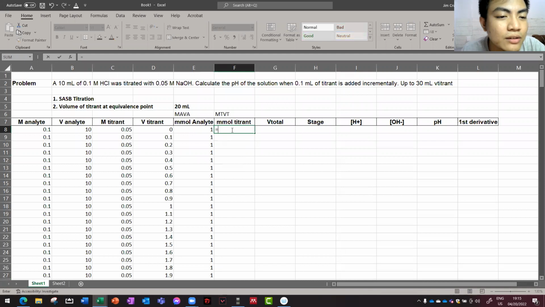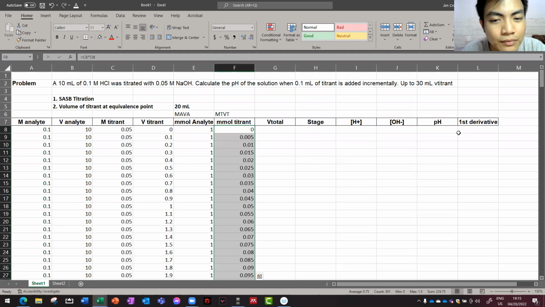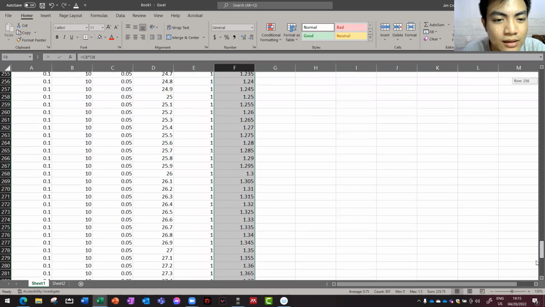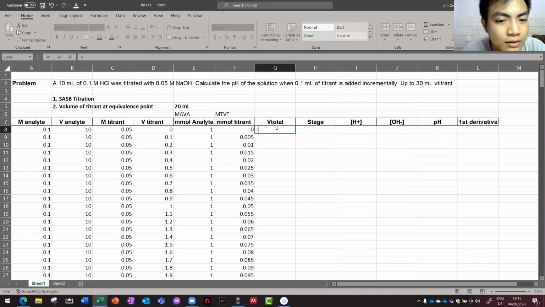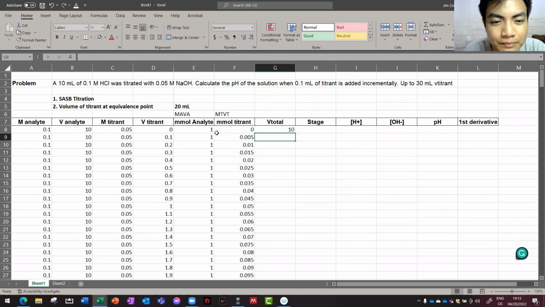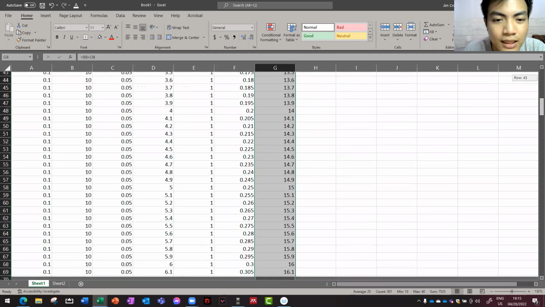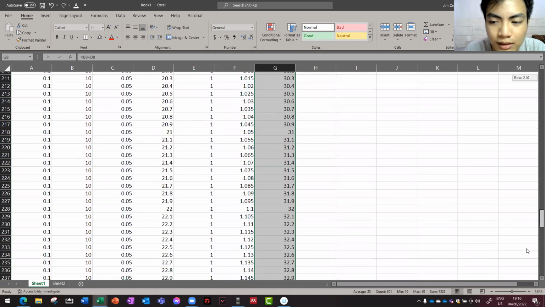Okay, so it's empty VT on the other hand. So this is empty and this is VT. Then hover your cursor again at the bottom right and then double click it. Okay, so automatically, andyan na yung mga millimoles nila. For the volume total, all you have to do is to press equal sign and then add the volume of the analyte and the volume of the titrant. So you just add them. And then double click this again so that the volumes will be added. Just like that. Okay.